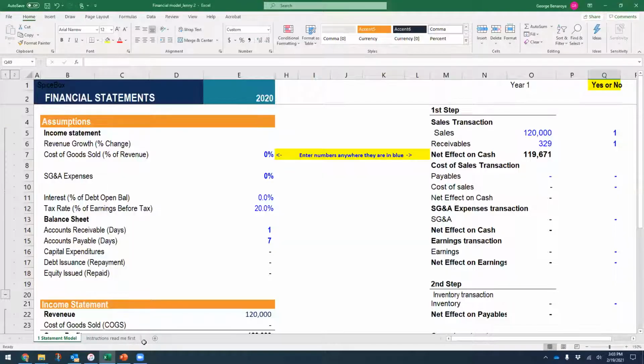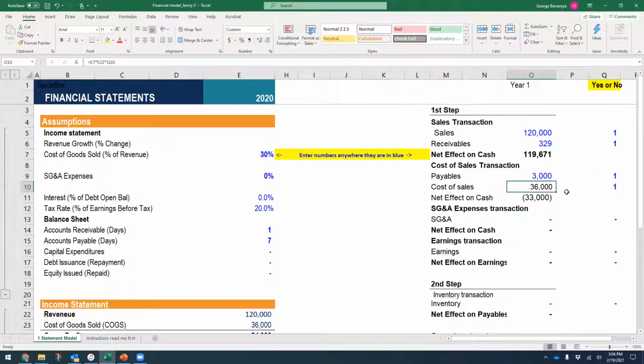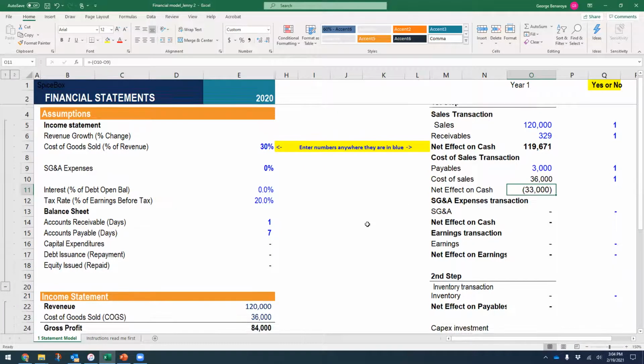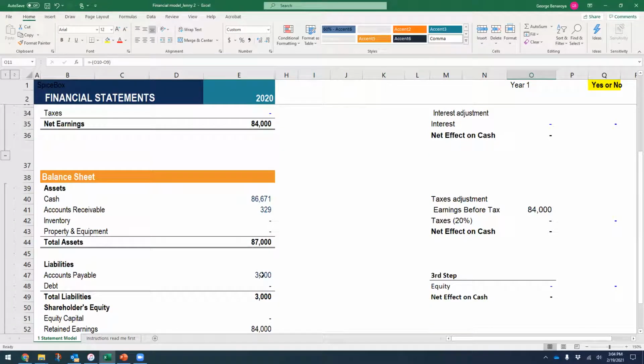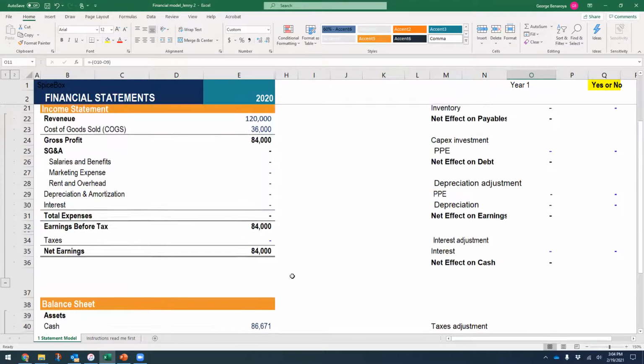In Excel, we will enter first the cost of goods sold, or the percentage, which we said was 30%. And then we will put a 1 for the cost of sales and 1 for the payables. And now everything will be calculated. The cost of sales will be 36,000, the payables 3,000, and the effect on cash 33,000. And that will also be reflected on the balance sheet here for the payables, and on the P&L here for the cost of goods sold.